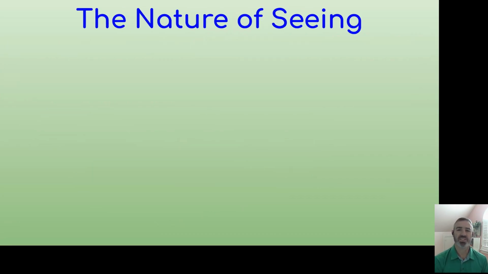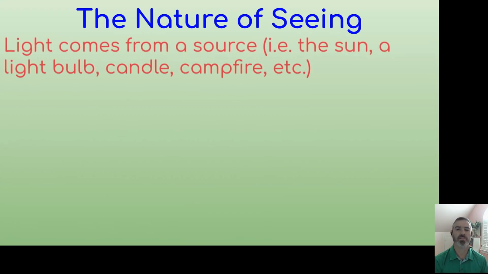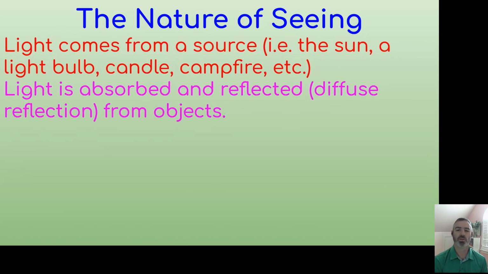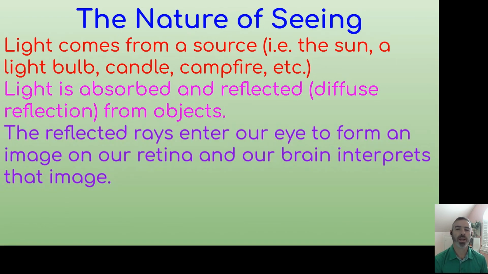So the nature of seeing. What happens is light comes from a source, so the sun, a light bulb, candle, campfire, etc., something that produces light. Then light is absorbed and then reflected in terms of diffuse reflection from those objects. So then the reflected rays enter our eye and form an image on our retina, and then our brain interprets that image. So in order for us to be able to see things, light has to enter our eye.